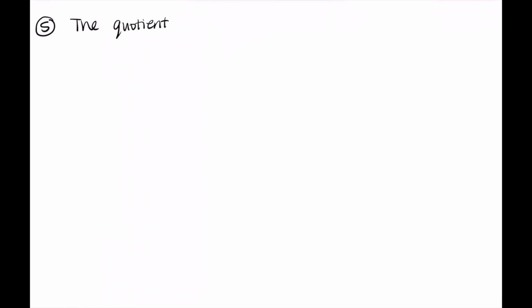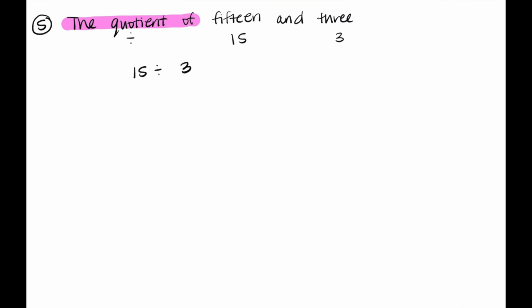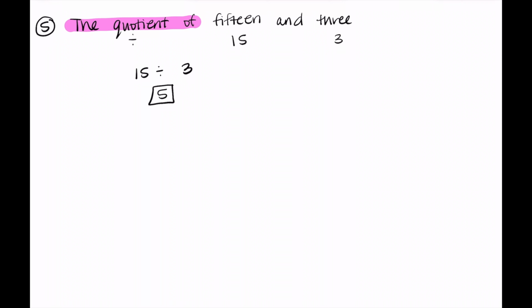Number 5 says the quotient of 15 and 3. So quotient here is our key word. The quotient of means to divide, and then 15 and 3 are just our numbers. So what we're going to do is 15 divided by 3, and we know that 15 divided by 3 gives us 5. So 5 would be our answer for number 5.